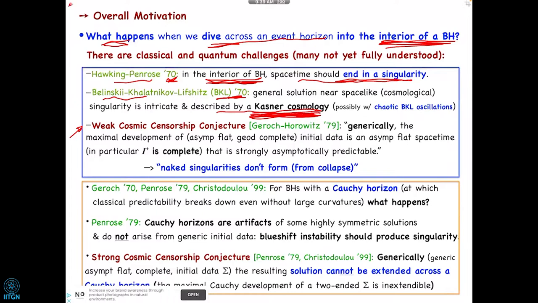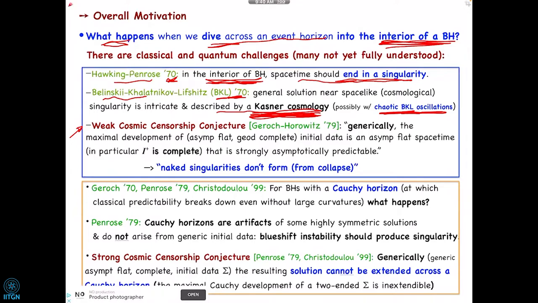And this approach to this space-like singularity is usually really very elaborate, and it can even lead to what is known in the literature as the chaotic BKL oscillations in the fields. Don't worry if you are not familiar with these names, Kasner cosmology or chaotic BKL oscillations, because we will have an opportunity to describe them later.